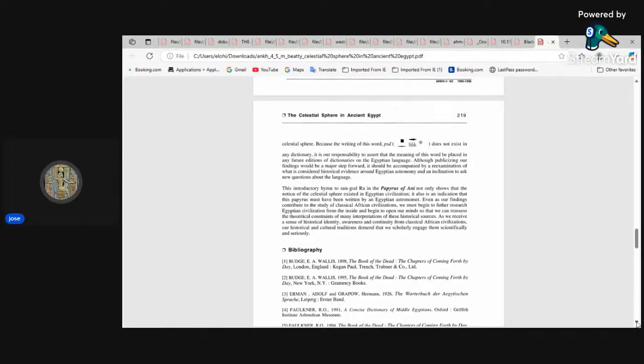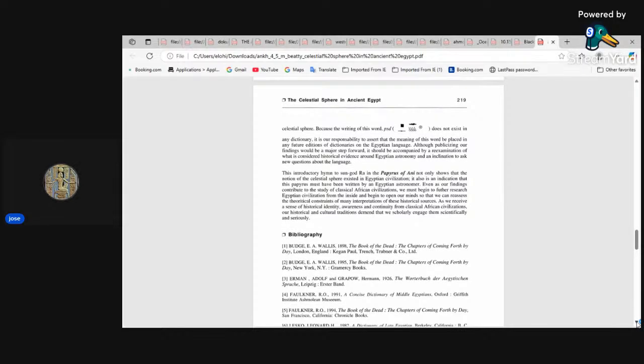Although publicizing our findings would be a major step forward, it should be accompanied by a re-examination of what is considered historical evidence by ancient Egyptian astronomy and an inclination to ask new questions about the language.